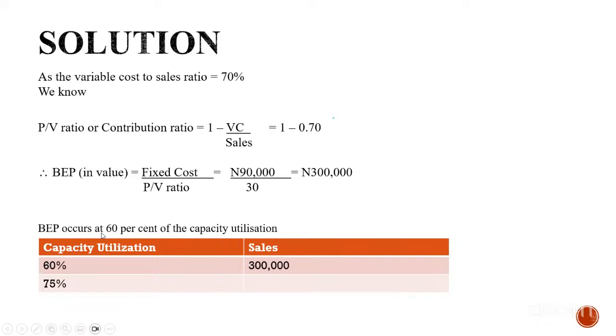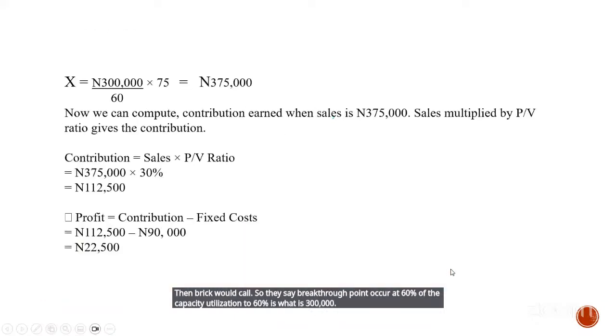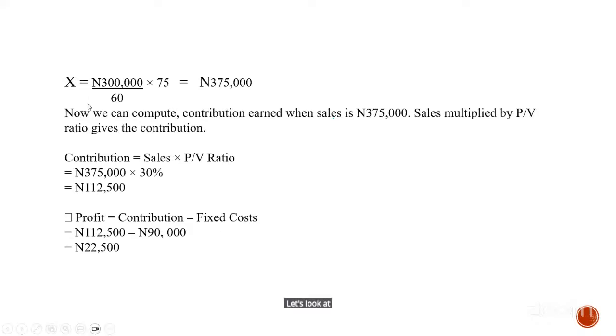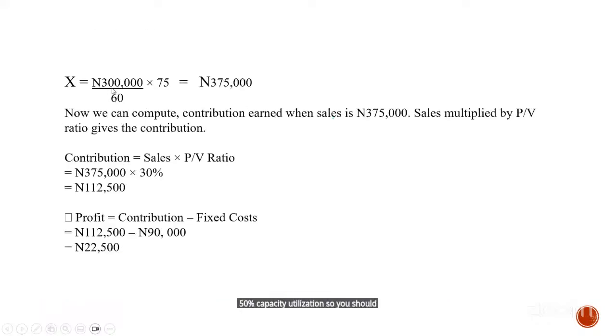Then break-even call. So they say break-even point occurs at 60% of the capacity utilization. So 60% utilization is 300,000. Let's look at it here. Let's say X equals 300,000 divided by 60 times 75, which equals 375. Why do we get this 60? 60 is the capacity they're talking about here. This 60% capacity. So break-even point occurs at 60% capacity utilization, so it's 300,000 divided by 60 multiplied by 75 equals 375.